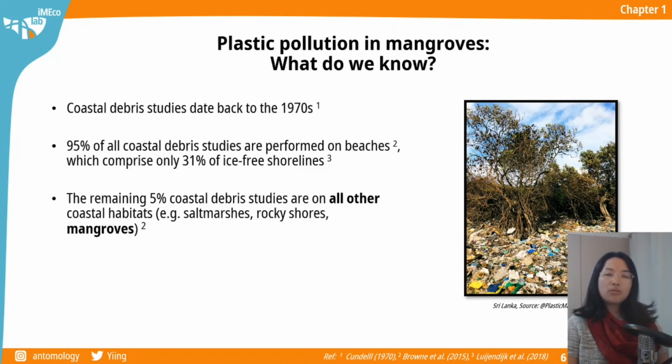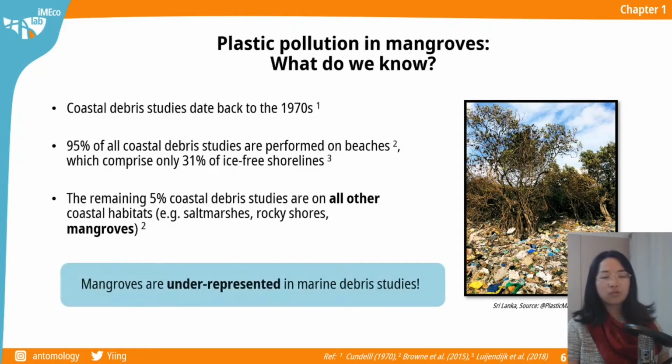So what we do know is that coastal debris studies date back to the 1970s, and 95% of those studies were actually done on beaches, even though beaches comprise only like 30% of ice-free shorelines around the world. And of the remaining 5% of studies, they encompass all other coastal habitats, so including not only mangroves, but salt marshes and rocky shores and other kinds of shorelines. So mangroves are really underrepresented in terms of coastal marine debris studies, or you could probably say beaches are overrepresented. But I definitely think we just need more research in general.